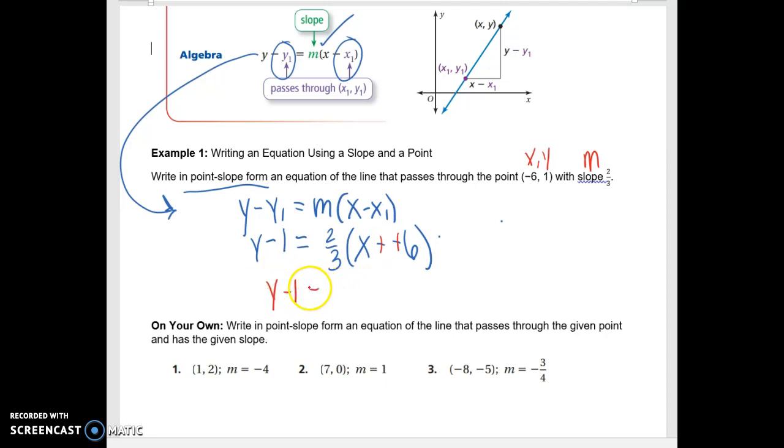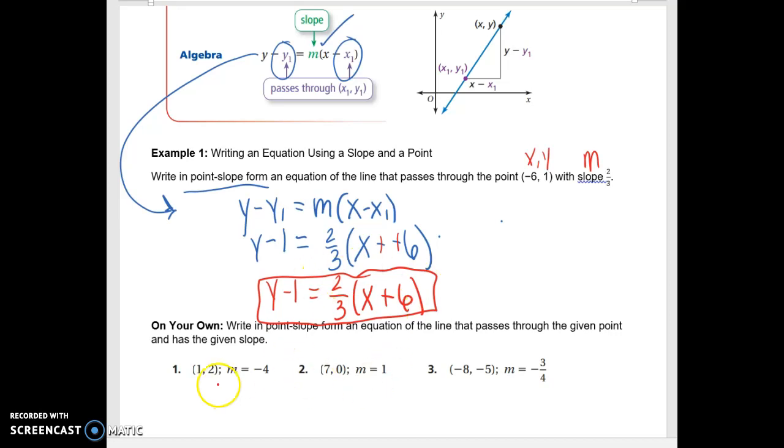So therefore, our new equation is y minus 1 equals 2/3 parentheses x plus 6. So this is how you write an equation in point-slope form.